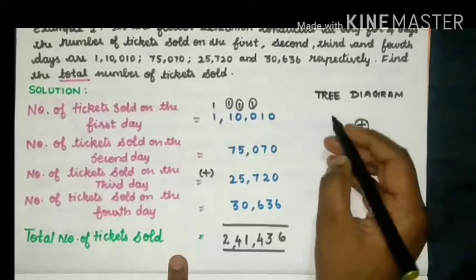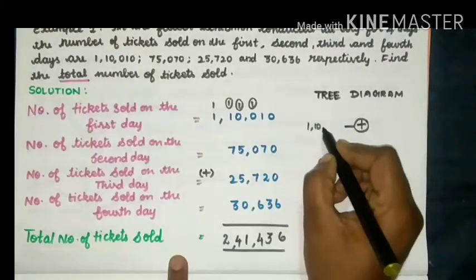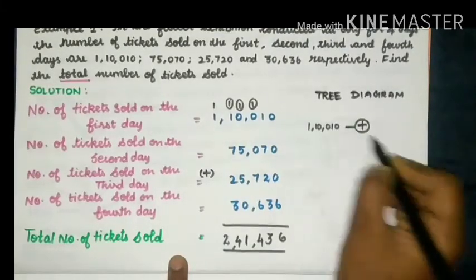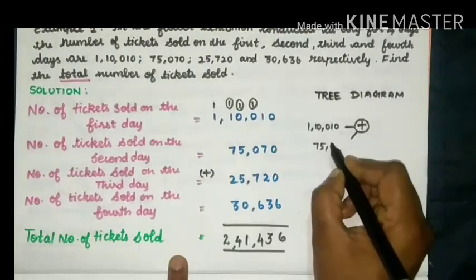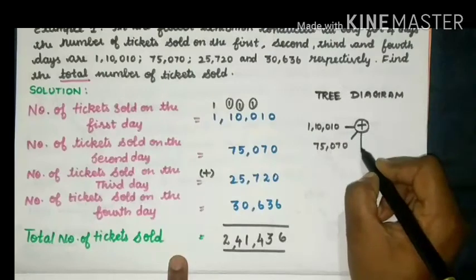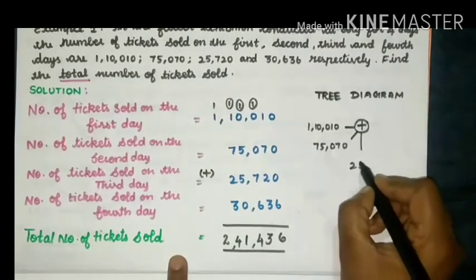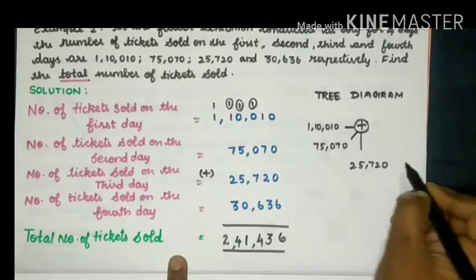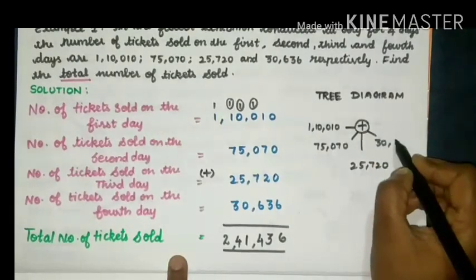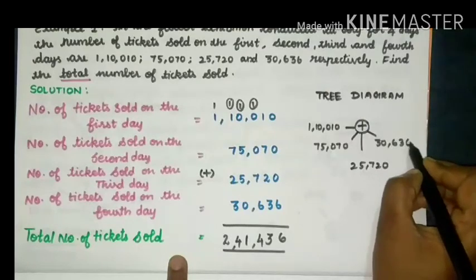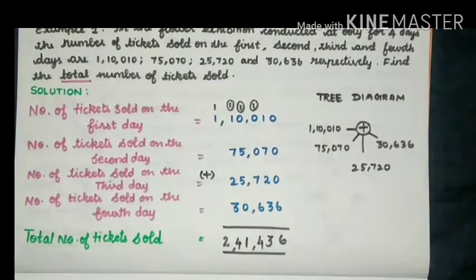On the first day, 1,10,010 tickets were sold. On the second day, 75,070 tickets were sold. On the third day, 25,720 tickets were sold. On the fourth day, 30,636 tickets were sold. Students, now you all clearly know how to represent the given data through a tree diagram.